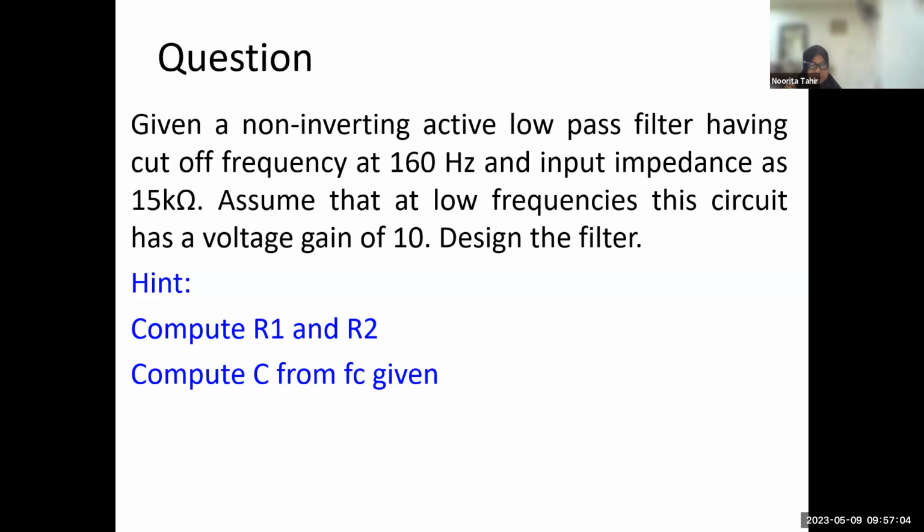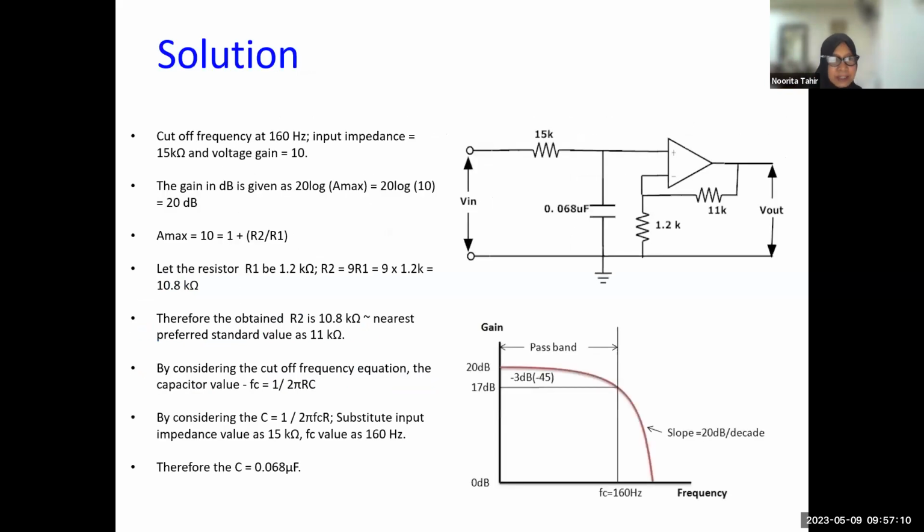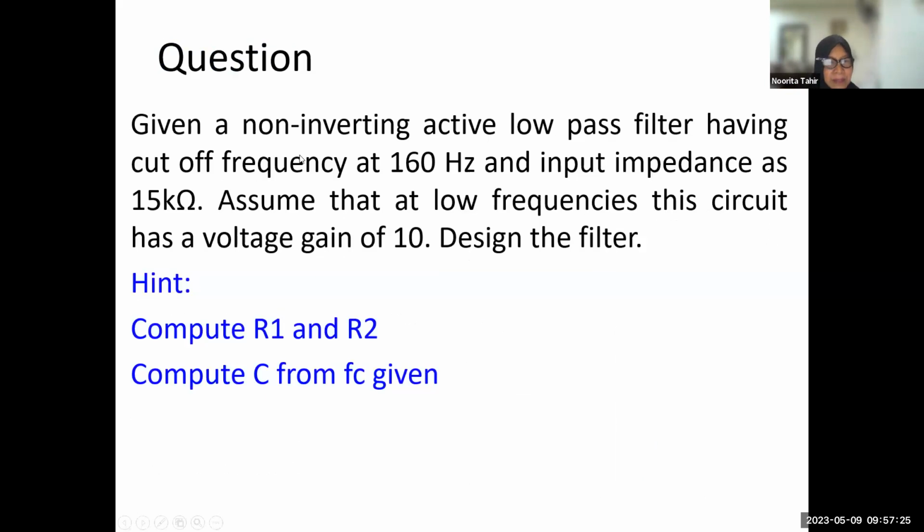Did you manage to start? How do we compute R1 and R2? I'm going to guide you here with the solution. This is the circuit that we're going to design. We are given the cutoff frequency at 160 Hertz, XC is 15K, and voltage gain is 10, remember?